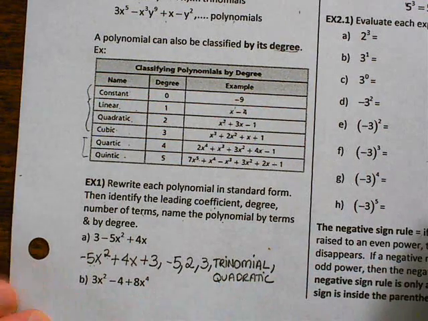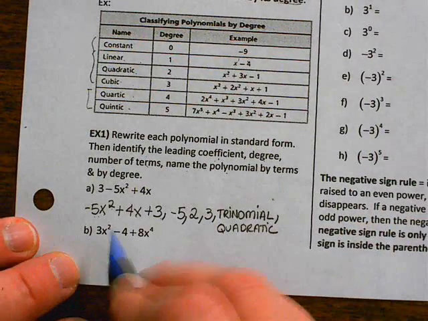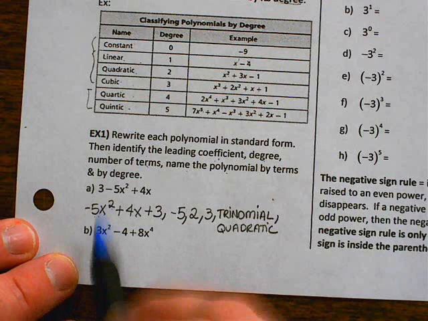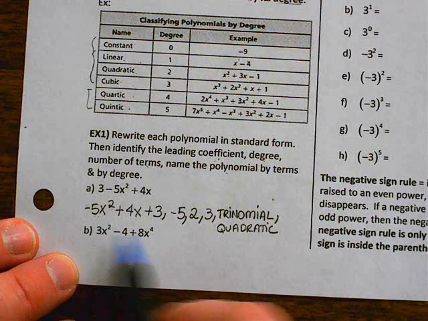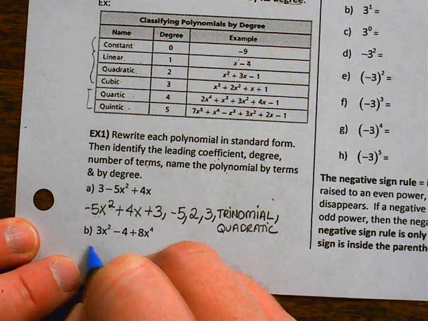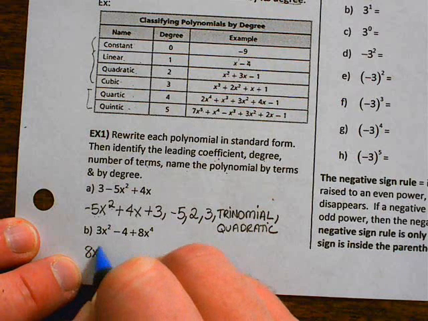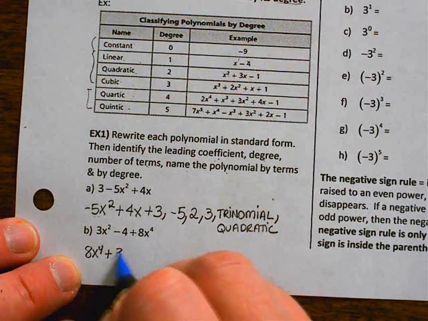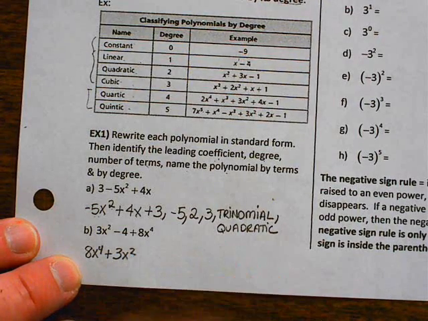Okay, next one. This over here, I need to put in standard form, so the biggest exponent would be 8x to the 4th. Then the next one would be plus 3x squared. And then the last one would be negative 4.